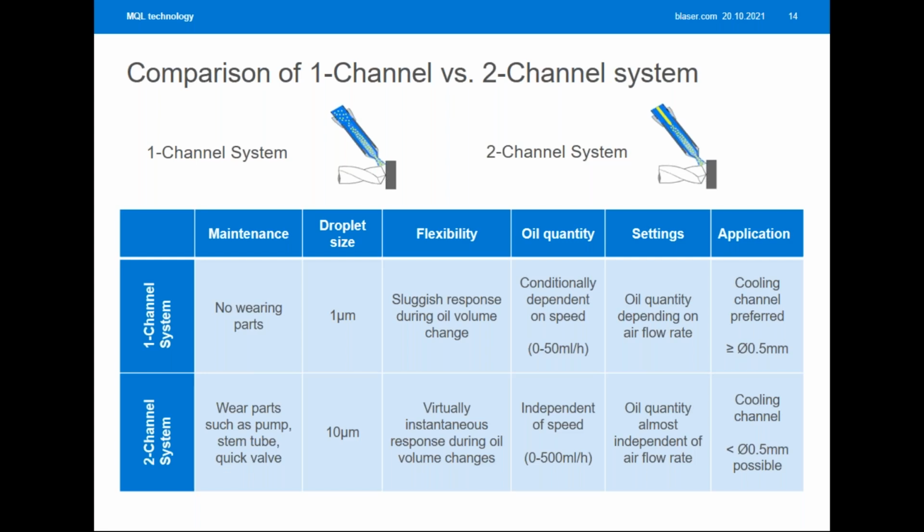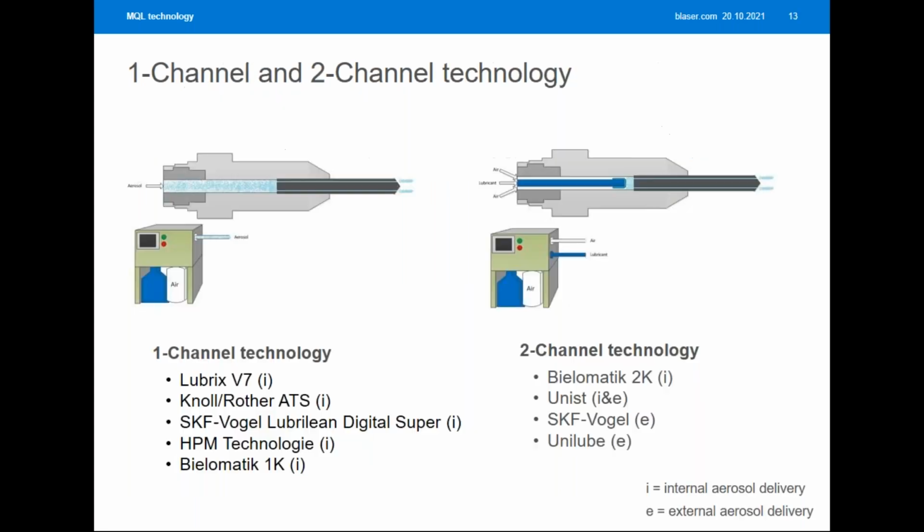And also the directness of the two-channel technology. Here you have it within the tool holder, so if you change any setting within the MQL device, then it's very, very quick to respond until you are in the cutting area. And with the one-channel device, you first have to get from the MQL device up to the cutting area.